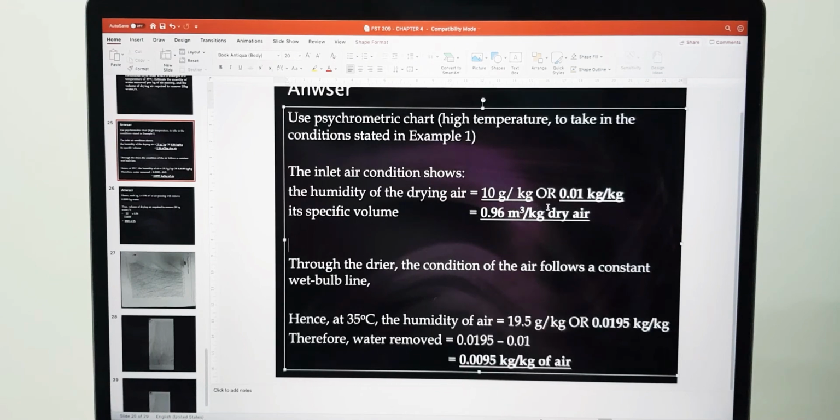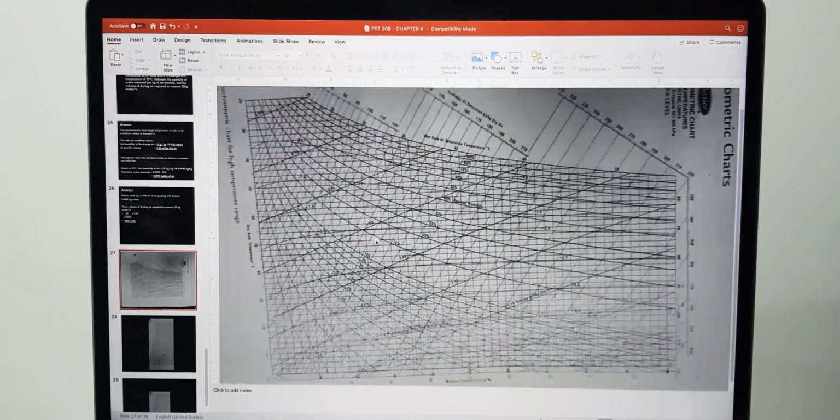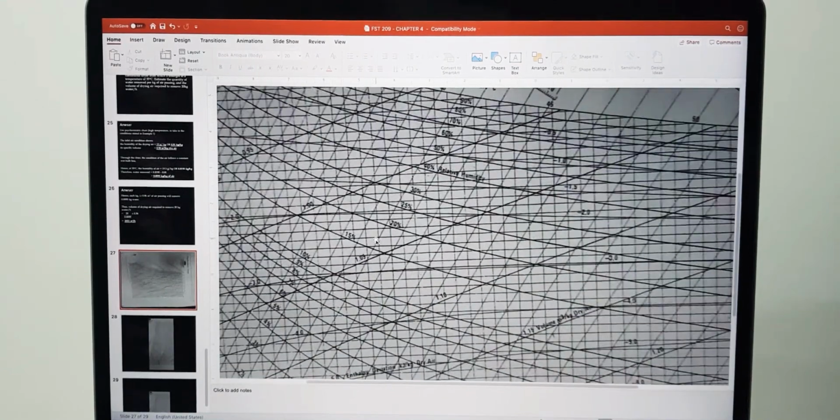Okay, so what will be the specific volume? This is the first step: you find the moisture content. And then the second step, you need to find the specific volume. How to find specific volume? Again, you need to use the psychrometric chart.